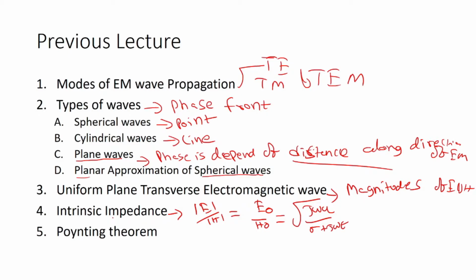And then we have discussed Poynting theorem, which says that the power leaving any closed surface is equal to the rate of decrease in energy stored inside electric and magnetic fields. In addition to this, if you have any ohmic losses, some of this energy would be lost in ohmic losses.